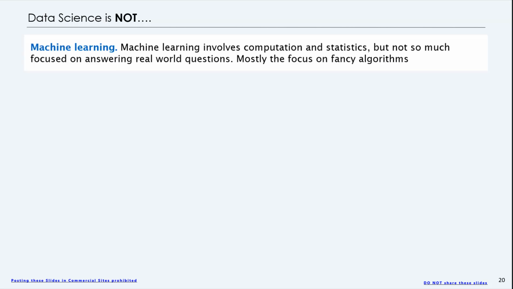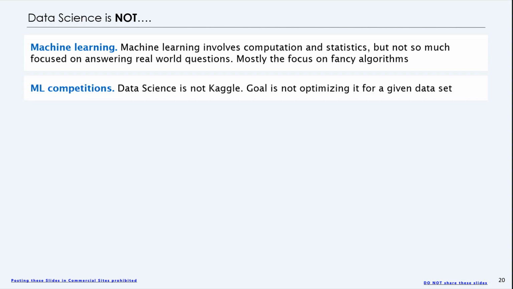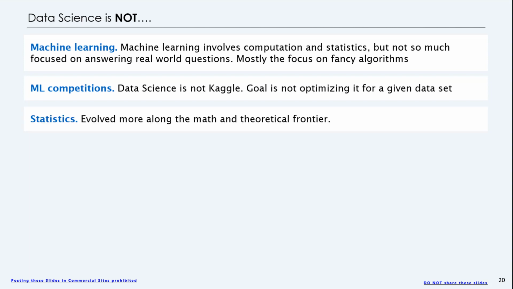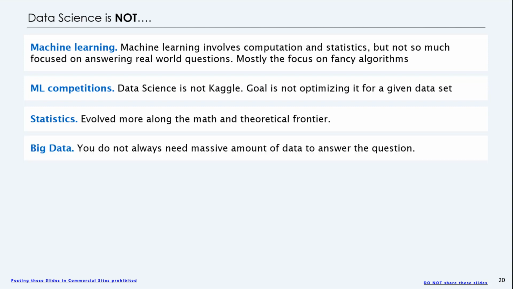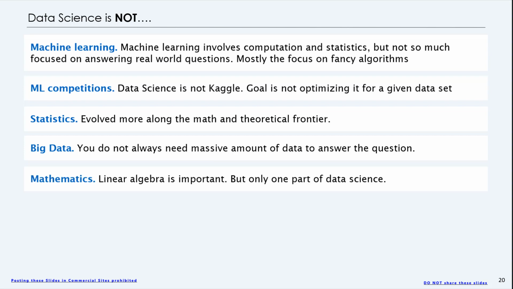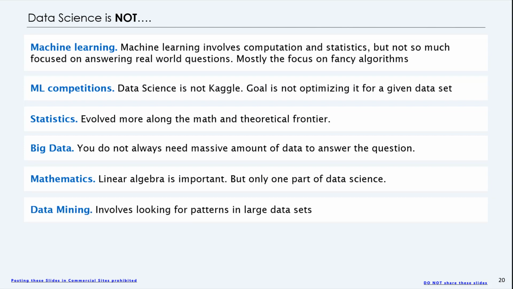So data science is not machine learning, although machine learning is used in data science. It's not competitions like Kaggle, where the goal is optimizing for a given data set, but rather really generalizing for the most part. It's not statistics, although statistics forms the foundation for this. It's not about big data. You don't always need a massive amount of data to answer the questions. It's not just mathematics. Linear algebra is important, but only one part of data science.